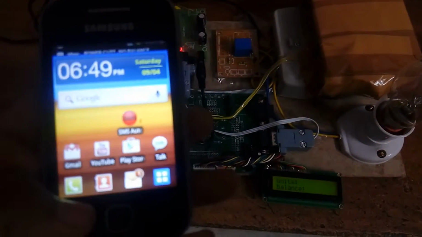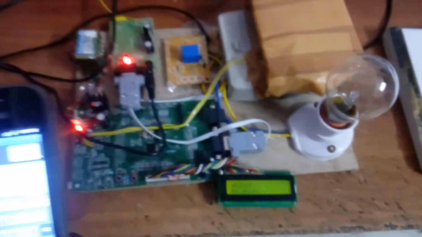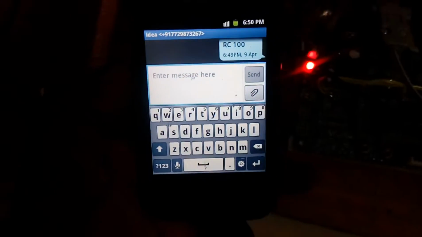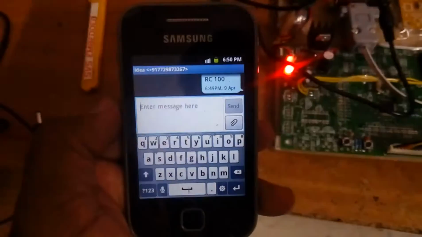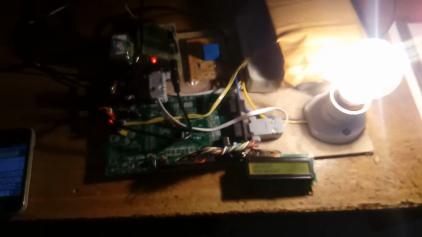After that I need to recharge this, with capital RC space 100. This is the recharge card: RC space 100, RC space 200, RC space 300. When I send this, it will receive the SMS. Here is my mobile number, and here I am using another number. SMS received, validating SMS, RC100, sending SMS. So I will receive one SMS saying RC100 recharged, success. So the bulb is on.